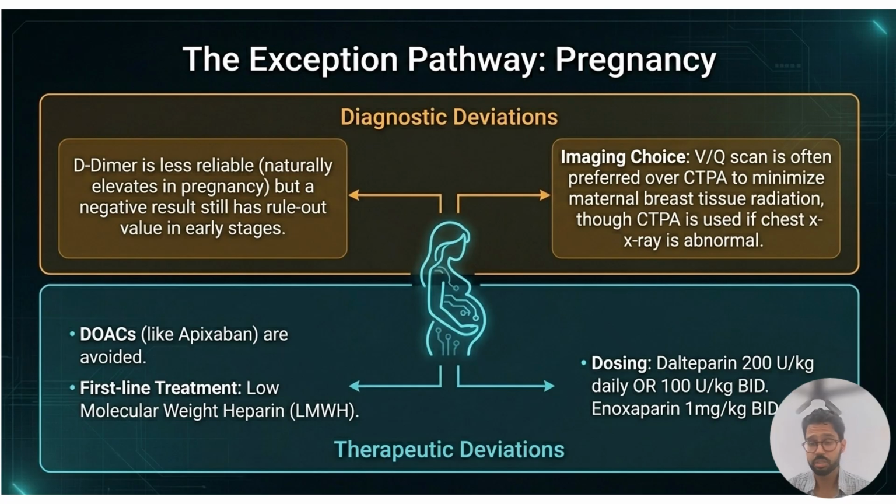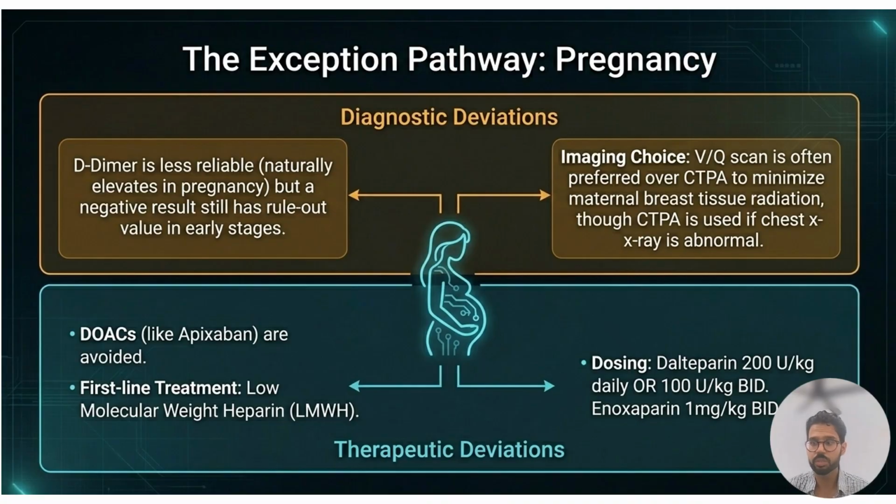Now, the exception is for pregnant patients. Now, there's diagnostic deviations as well as therapeutic deviations for this specific special population of patients. When we're looking at a pregnant mother, the D-dimer test is less reliable because there's a natural elevation in pregnancy. So a negative result still has rule-out value in early stages, but again, it's less reliable as a diagnostic tool.